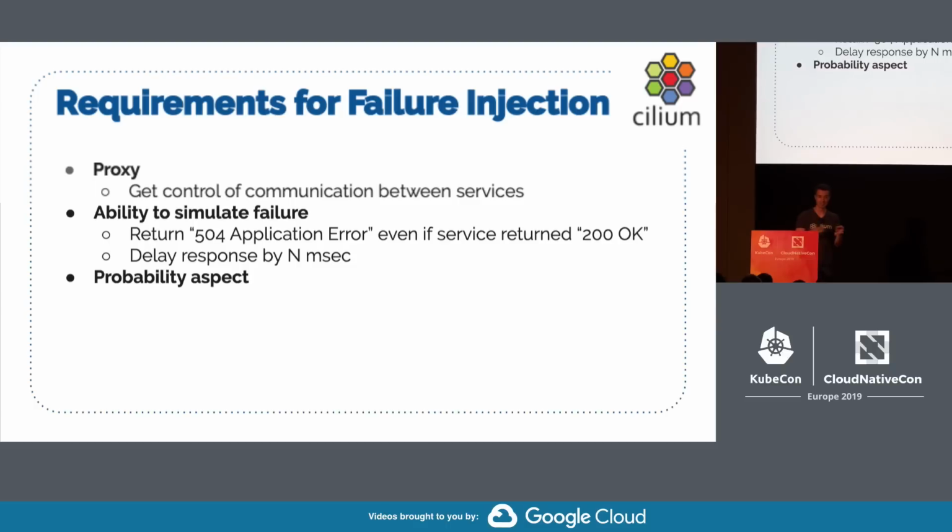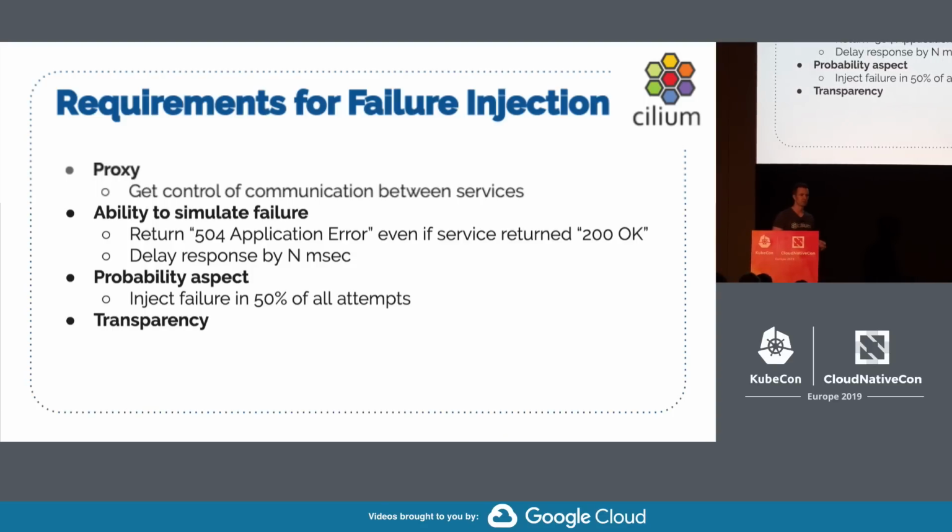Then we need a probability aspect. We don't actually want to simulate this failure every single time, right? We want 10% of the requests to actually fail. Because if it's failing all the time, it's probably easier to handle. If it's only with 1% probability that the response is delayed by 500 milliseconds, that's a much harder problem to solve than if all responses are always getting delayed. So we need a probability aspect or a probability multiplier. So yes, inject failure 50% of the times.